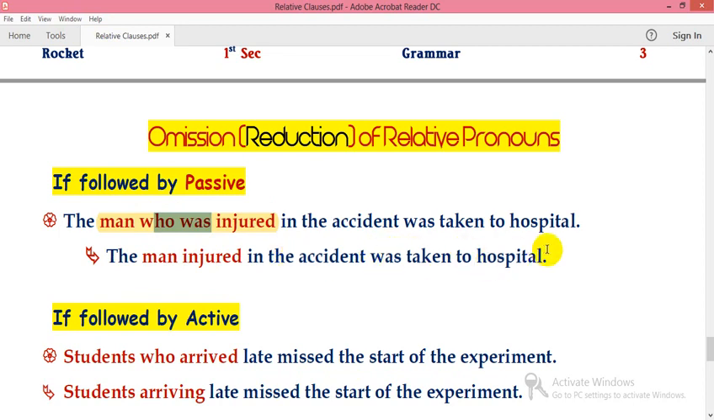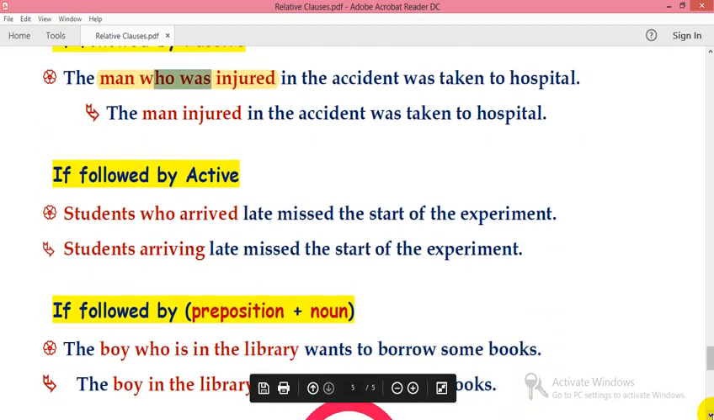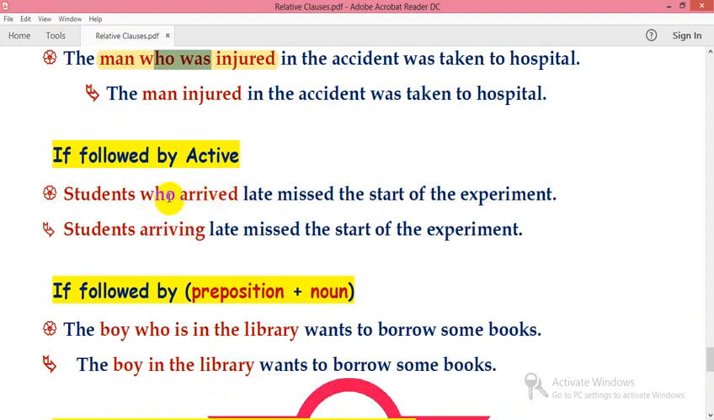Well, if after the relative pronoun I have an active, can I do something? Let's see this example. If followed by active: students who arrived late missed the start of the experiment. So: students arriving. So if I have an active after the relative pronoun, I use the gerund. Students arriving late missed the start of the experiment.